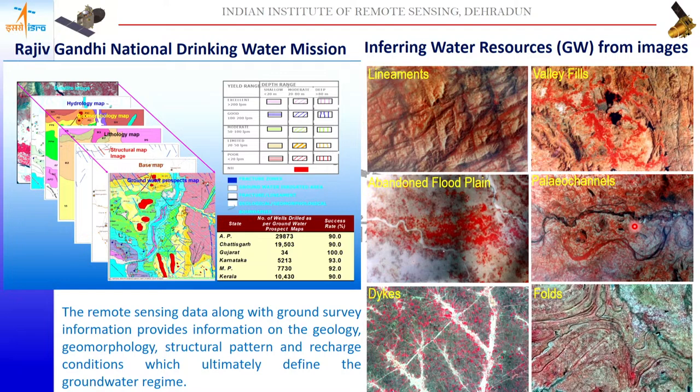Under this, various geological features, for example lineaments, valley fills, abandoned floodplains, paleo channels, dikes and folds, can be interpreted. Then, combining these with hydrology maps, lithology maps, structural geomorphology, and depth to the groundwater table, you integrate these GIS layers and then run a multi-criteria process. And this atlas is available at 50,000 scale, and has been used by many state agencies to dig bore wells and identify possible locations where there is a high probability of getting groundwater, as compared to going into the field without any knowledge.